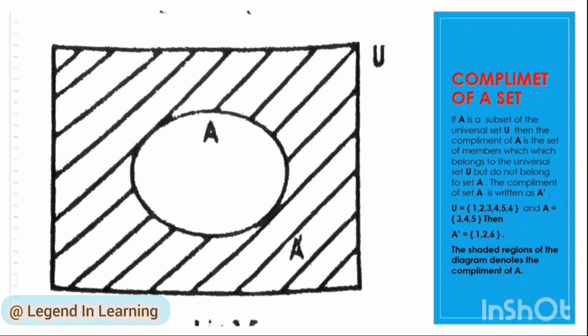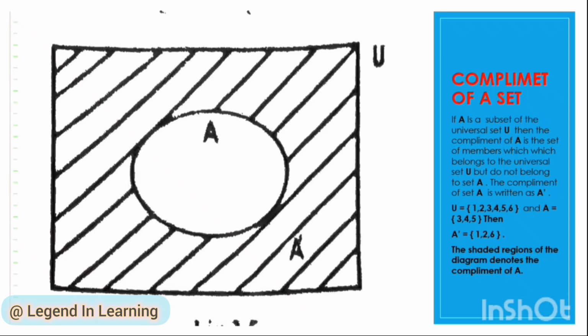So if we have a particular set which has some members, these members can be found in the universal set, but the universal set has some specific members which cannot be found in set A. They belong to set U, the universal set, but not to set A. That gives us the complement of set A.